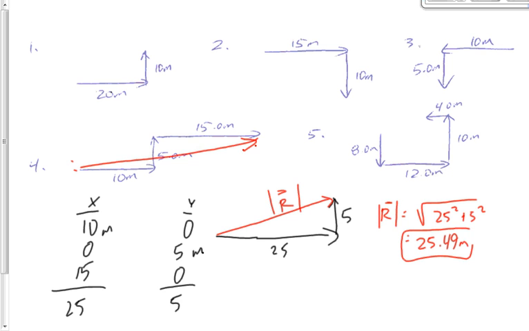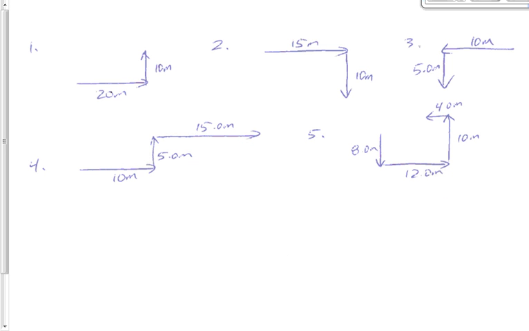Okay, let's take a look at the other one now, number 5. A little bit harder. We can draw a resultant vector still from start to finish. Can you tell me where the arrow goes? Position 1 or position 2? 1 or 2? Position 1. Yes. It goes from start to finish.